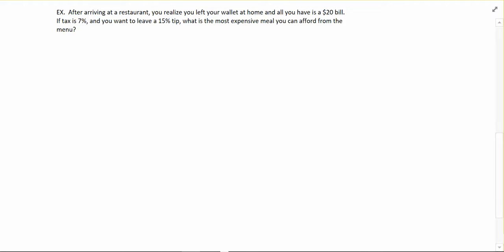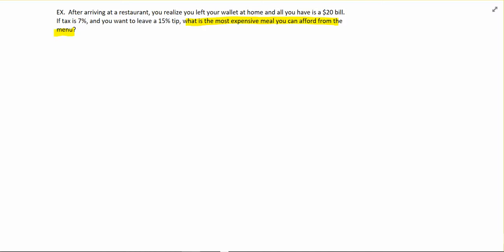So again, the question is, what is the most expensive meal you can afford from the menu? Clearly, you can't afford a $20 item because when you add the tax and your tip, it's going to be more than $20. You got to buy something less than $20. Now, most of us would probably estimate this and say, well, I don't know, if I buy something for about $10, $12, I'm probably pretty safe. 15, I might be pushing it.